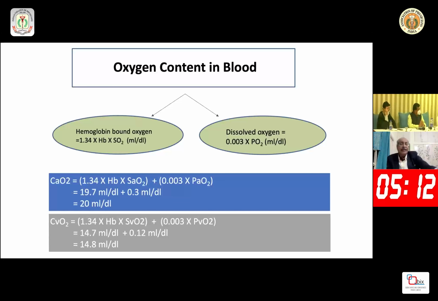And then second, which will be important for us, is that the pressures have gone down, saturations have gone down. If you take it roughly 70%, the total oxygen content of the venous blood will be 14.8. That means roughly 5 to 6 ml per deciliter has been taken up by the tissue and utilized. This is how the difference between the oxygen content of the arterial side and the venous side tells us the oxygen consumption which is taking place.